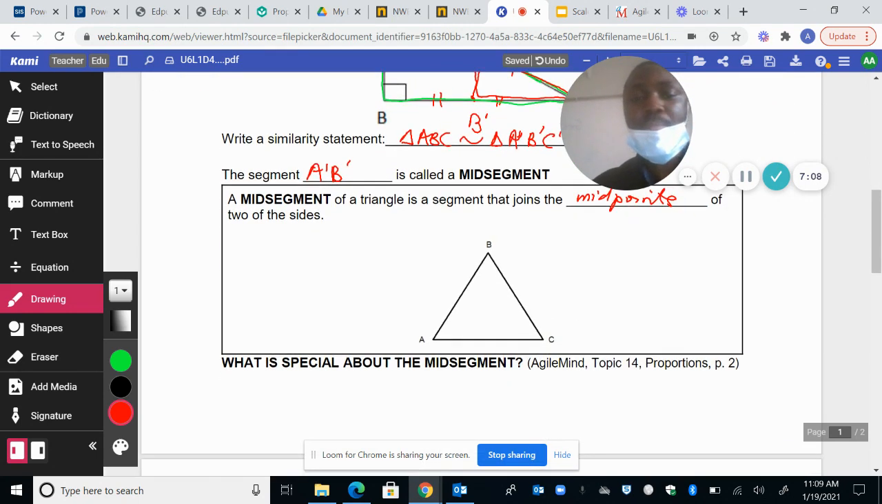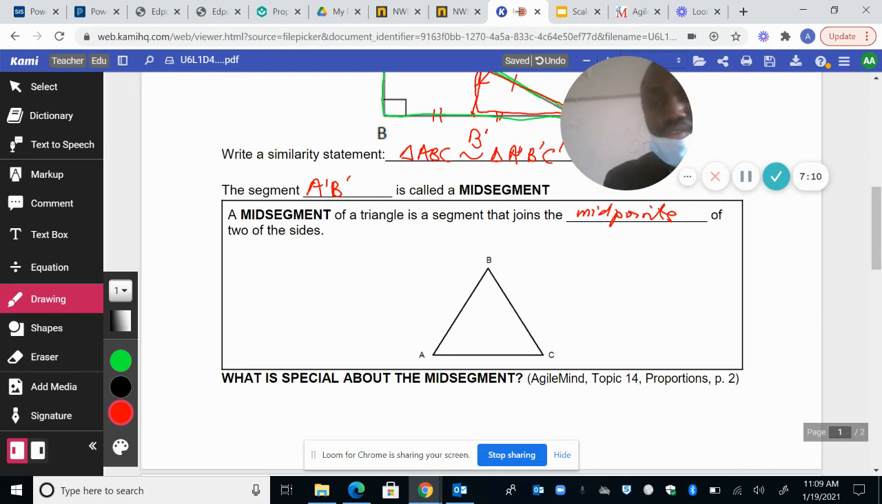Okay, so if I want to do it here, I'm just going to find the midpoint of AB. I'm going to call it B prime. I'm going to find the midpoint of AC. I'm going to call it C prime. When I join them, B prime C prime is a mid segment.